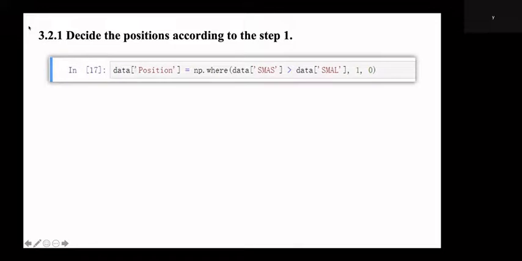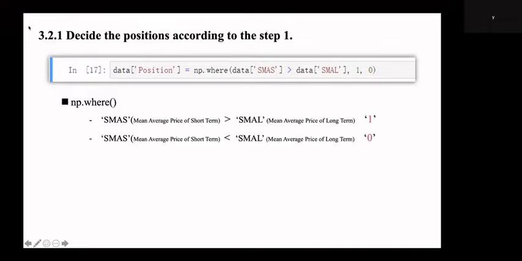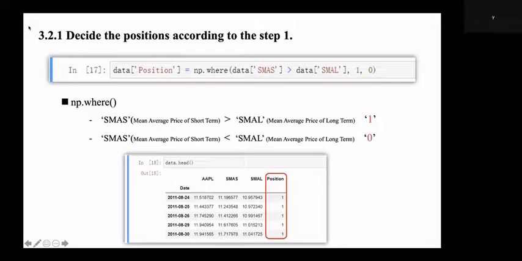And to set the position during the whole investment period, we'll use the NumPy where function, which can label every transaction day 1 where data for the short-term moving average is greater than the data for the long-term moving average, and else 0. Because our strategy indicates that we won't hold the stock until the short term is greater than the long-term moving average. And as you can see here, the column position is added to the data frame.